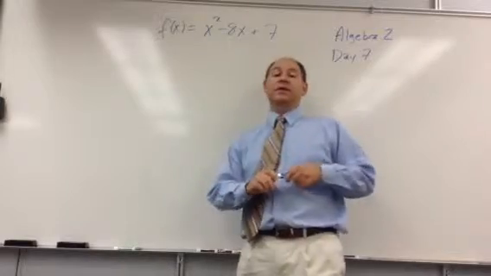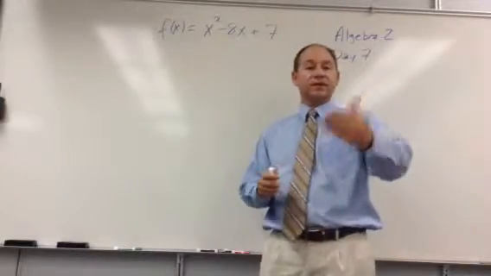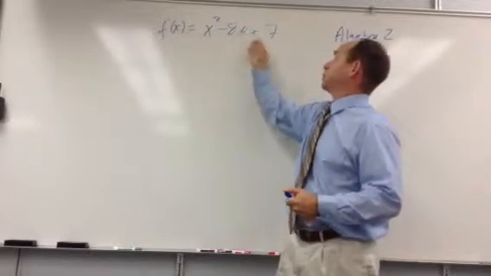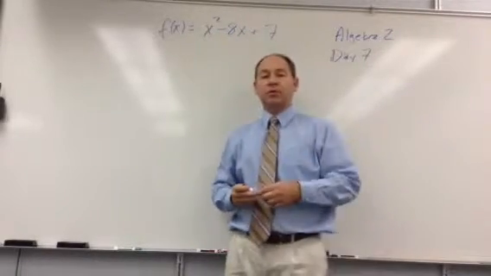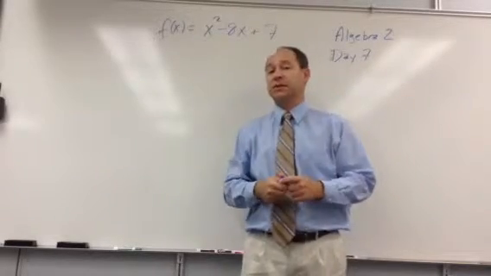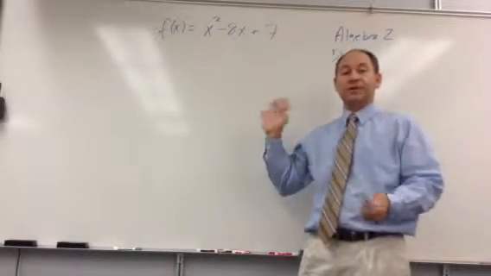Mr. Lofstrom back again, and today's lesson is actually the answer to your opener. The opener asks you to take f of x is x squared minus 8x plus 7, and you were supposed to think and brainstorm if there were different ways you can do this. I think I asked for 3 ways, and there's actually 4. So here's the answer to that.